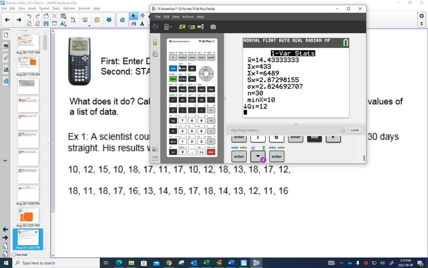Okay? It has a population standard deviation and a regular standard deviation. We don't know what that number means yet, but that will be a very important number. We will be using the one with the baby sigma sign.